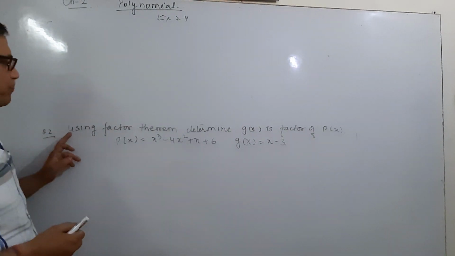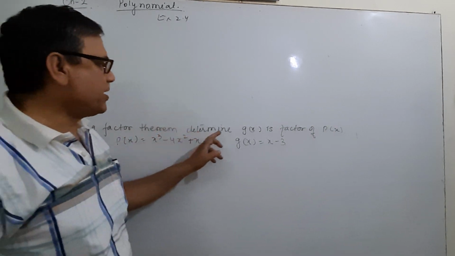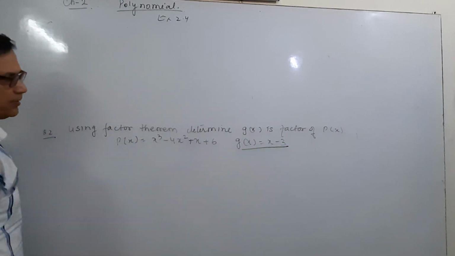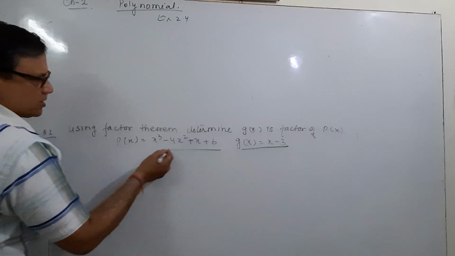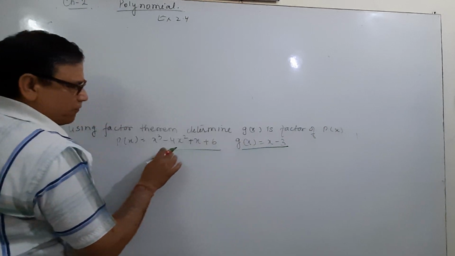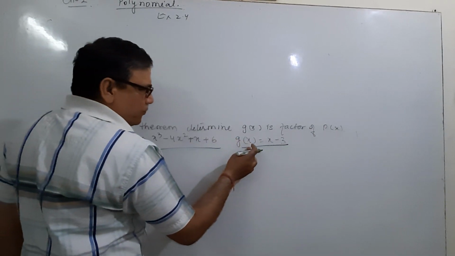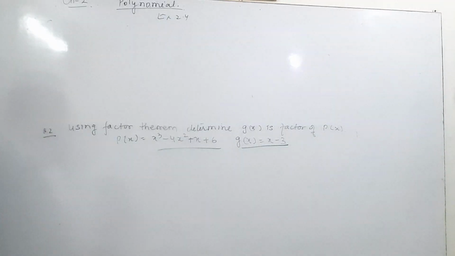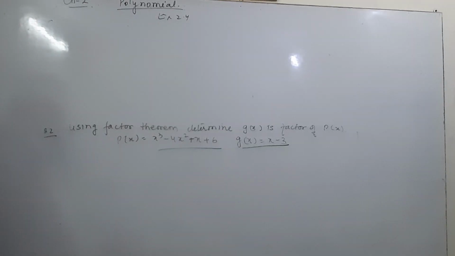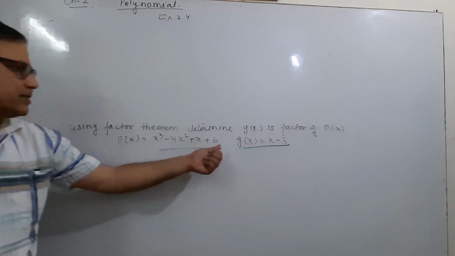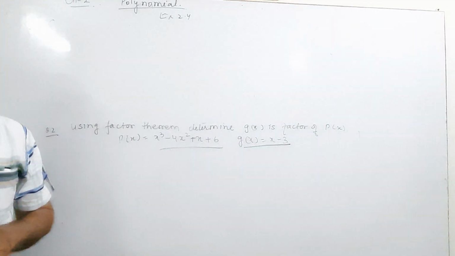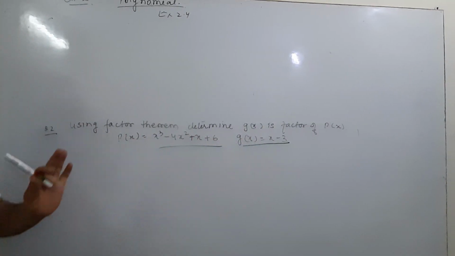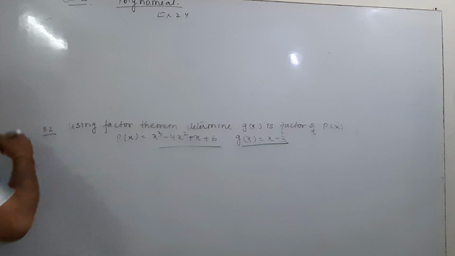The second question: using the factor theorem, determine whether g(x) is a factor of p(x). g(x) is this one and p(x) is this one. Is g(x) a factor of p(x)? It means if we divide p(x) by g(x), then the remainder is equal to 0. If the remainder is equal to 0, then g(x) is a factor of p(x). If the remainder is not equal to 0, then g(x) is not a factor of p(x). So what should we do first? Now tell me.